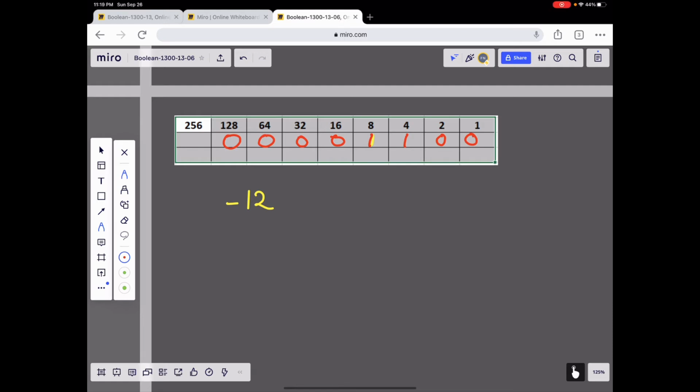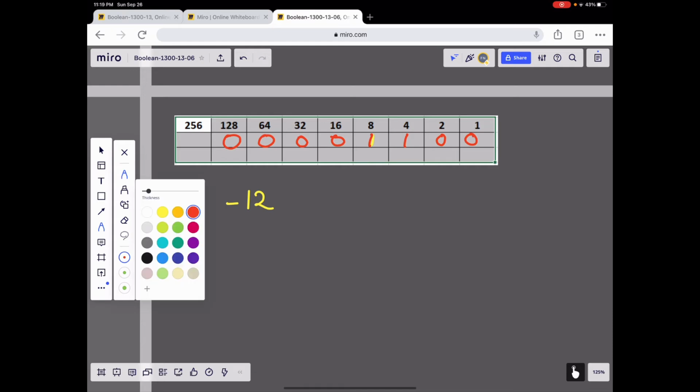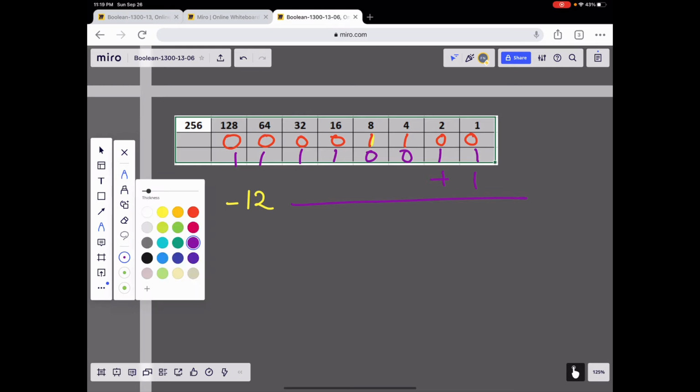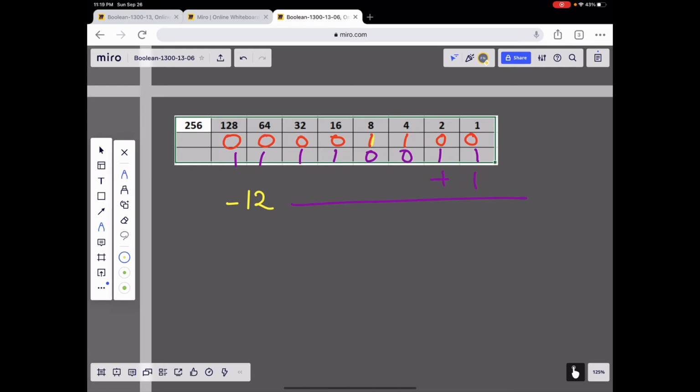two's complement by flipping 1 to 0 and 0 to 1. So I'm going to use a different color here. You got 1, 1, 0, 0, 1, 1, 1, 1. And then you add 1 at the end. So I'm going to use a little bit brighter color. 1 and 1 equal 10, carry 1. 1 and 1 equal 10, carry 1. 1, 0, 1, 1, 1, 1.